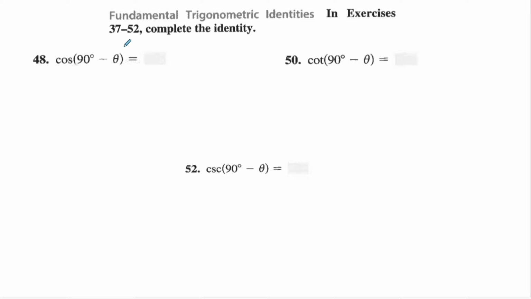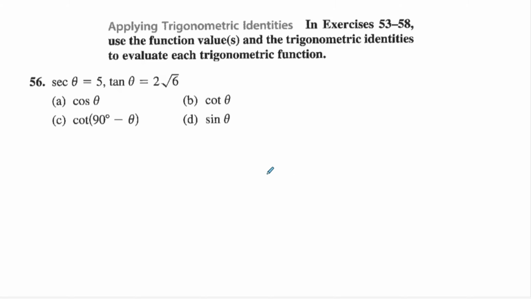Fundamental trig identities. Remember, this is the relationship. Cosine of 90 minus theta, what corresponds? That's equal to sine of theta. Cosine matches with sine. Cotangent matches with its cousin tangent. And cosecant matches with secant. Simple, as long as you remember what the relationship is. Cosine with sine, cotangent with tangent, cosecant with secant. And this works both ways. Okay.